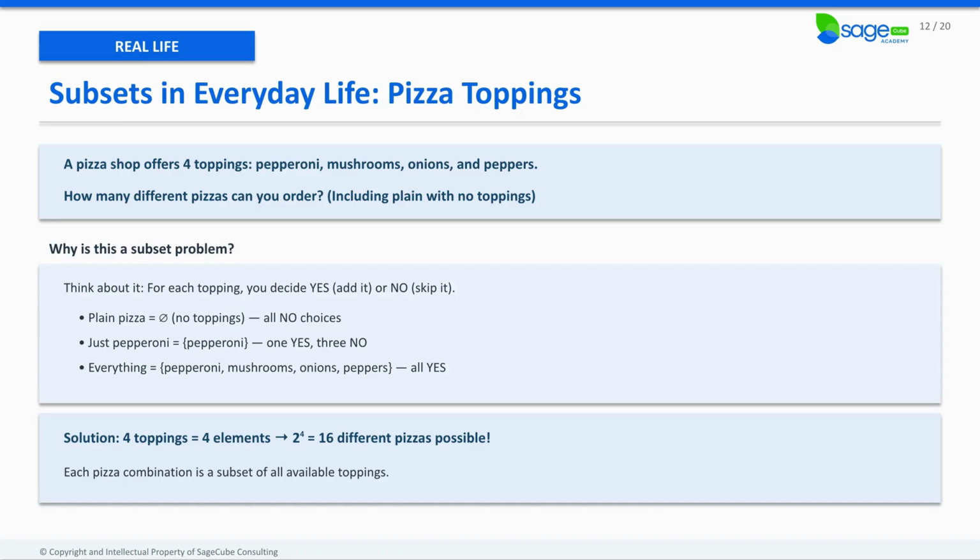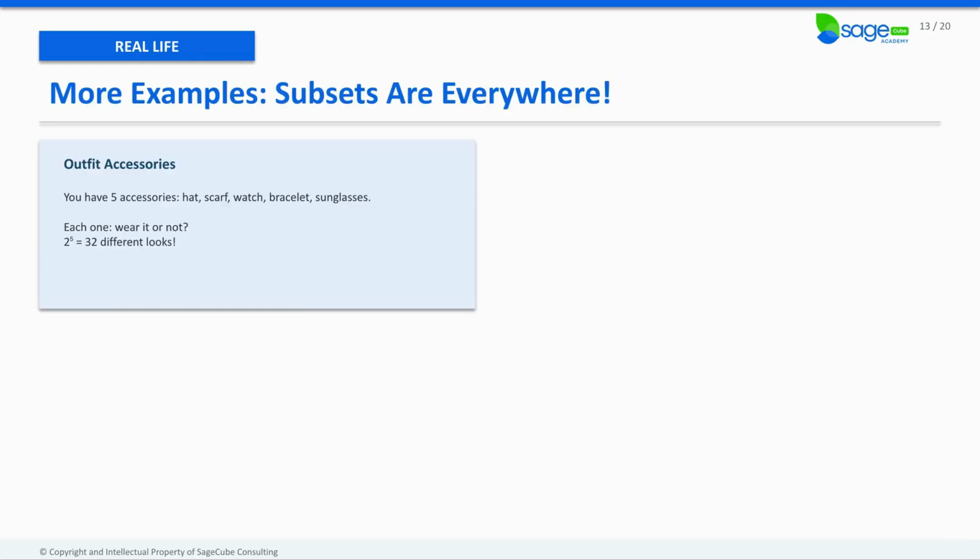Okay, and it's not just pizza. This pattern is everywhere. Look at this example we have here: 5 accessories, wear each or not. You have a hat, scarf, watch, bracelet, and sunglasses. So if you look at the combinations, you're going to have 2 exponent 5, and that's 32.